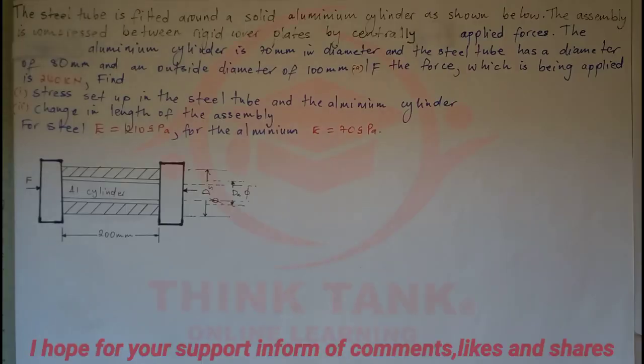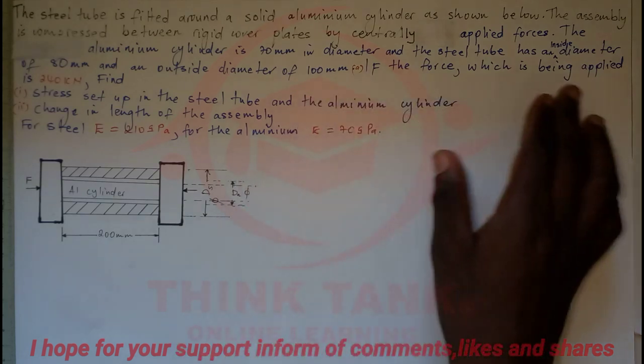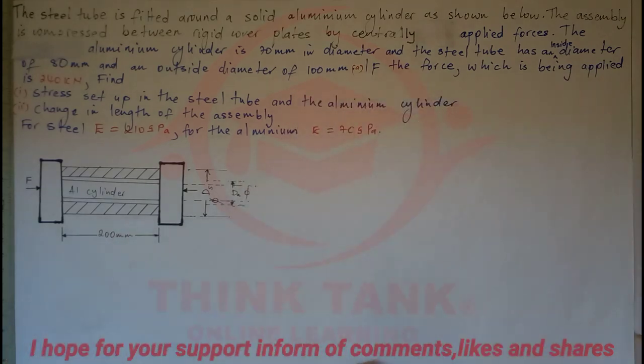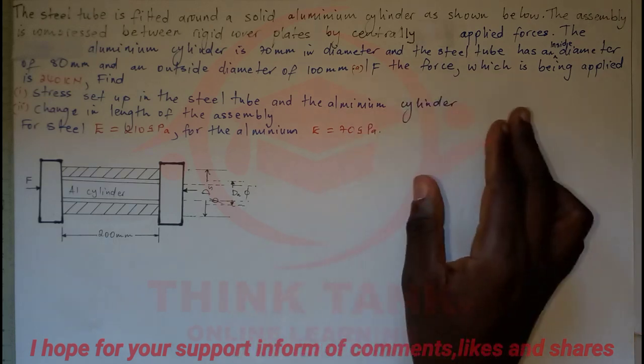In this video, we're going to look at axially loaded members, and in another session, we're going to look at statically indeterminate structures. The steel tube is fitted around a solid aluminum cylinder as shown below. So this is the diagram they're talking about. The assembly is compressed between rigid cover plates by centrally applied forces.